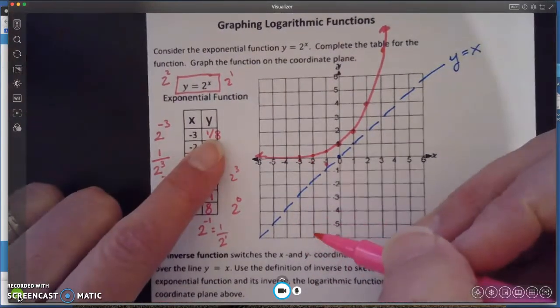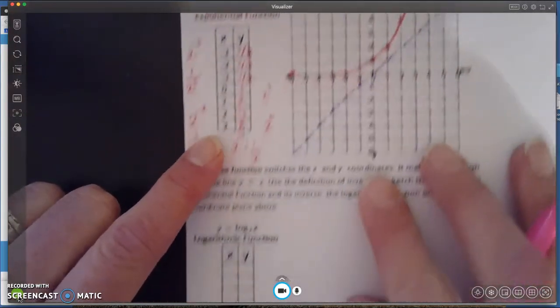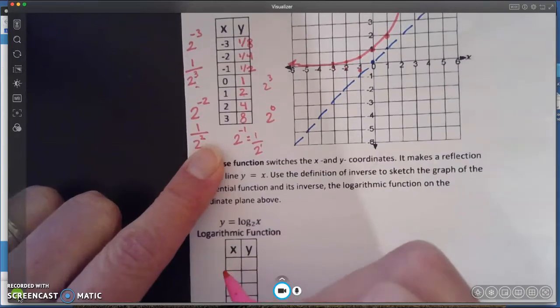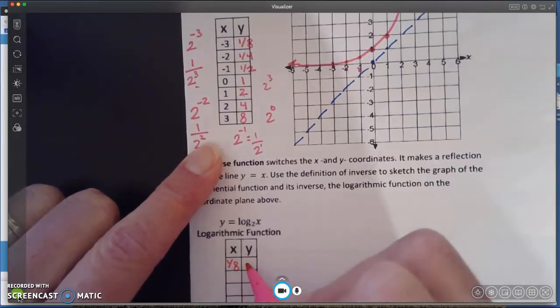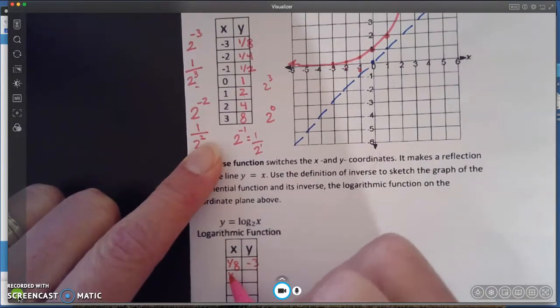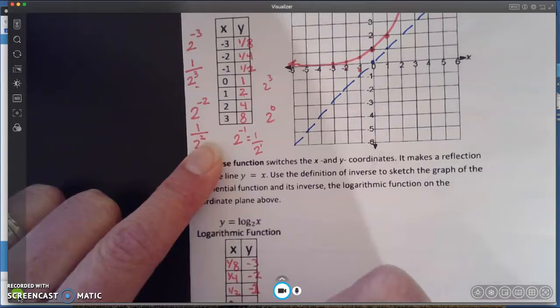So if I switch it, I'll rewrite it down here. I'd have 1/8 comma -3. I'd have 1/4 comma -2. I'd have 1/2 comma -1. And then 1, 0, 2, 1, 4, 2. Just switching the points. So let's go ahead and graph.